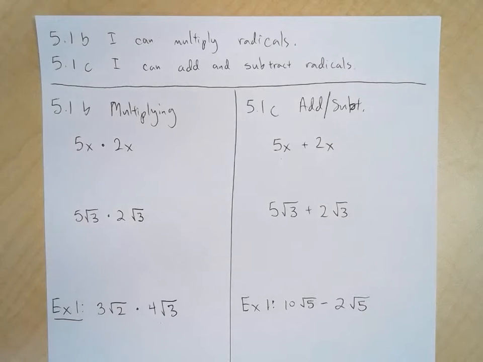Hi guys, today we're working on 5.1b, multiplying radicals, and 5.1c, which is adding and subtracting radicals. They're very similar, so I decided to do them in the same video. There are a few differences.